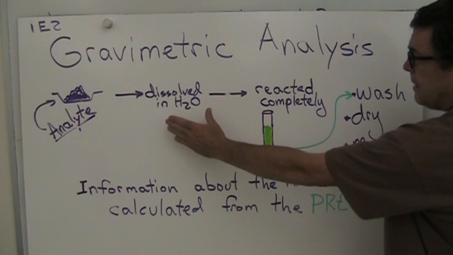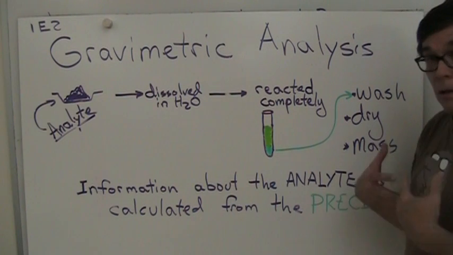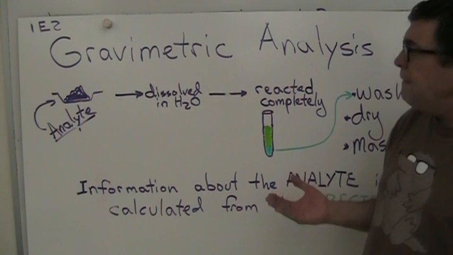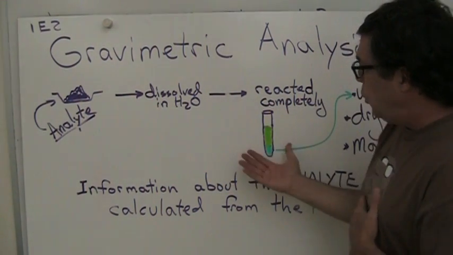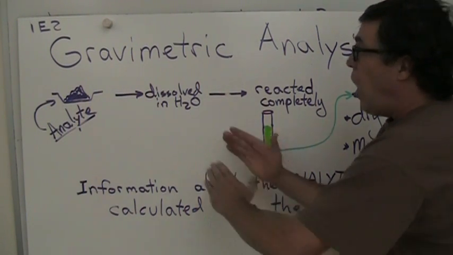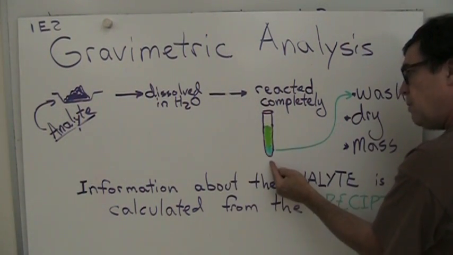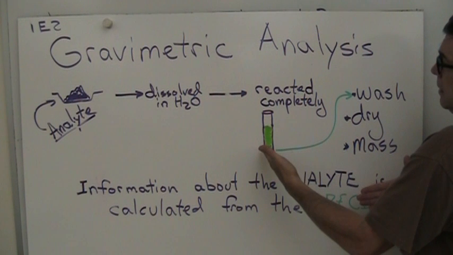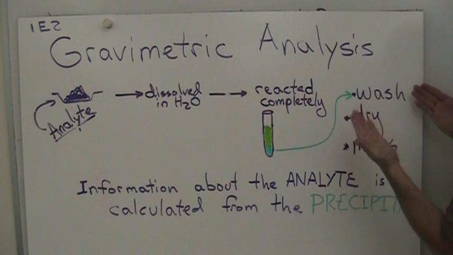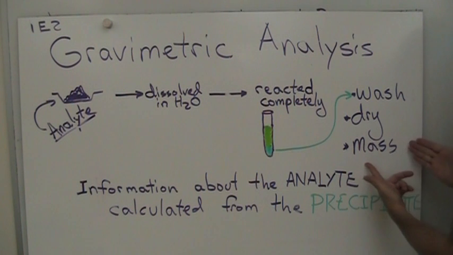So we react it now with something that will turn all of the compound we're interested in into a precipitate. Often we are mixing something with a chloride or sulfate that makes it insoluble in water, and all of the stuff we want to analyze that's dissolved in the water turns into a precipitate. Now we get rid of all of the other things still in the solution. We wash the precipitate and we dry it, and then we find its mass.